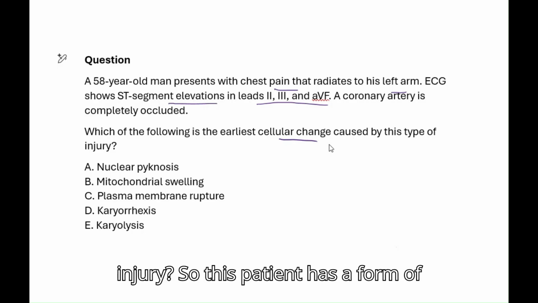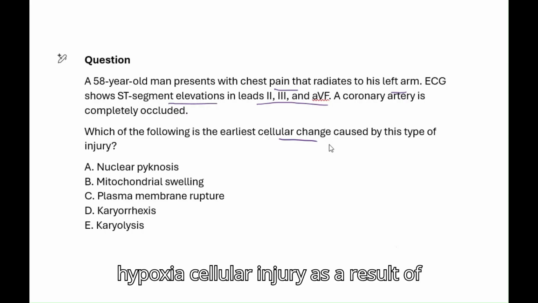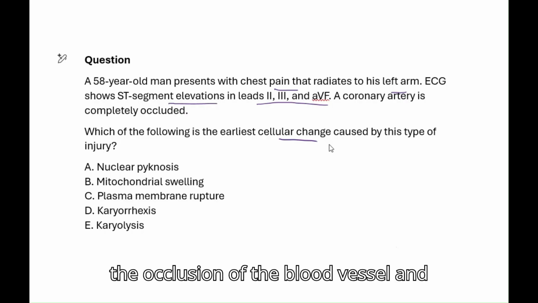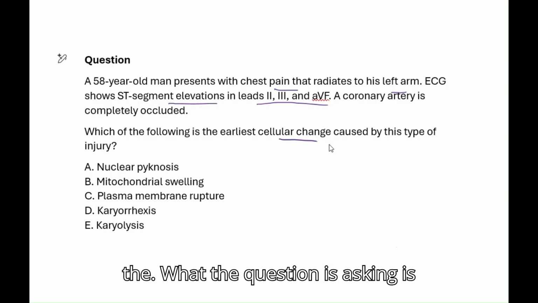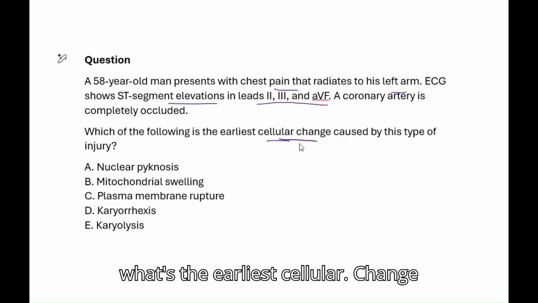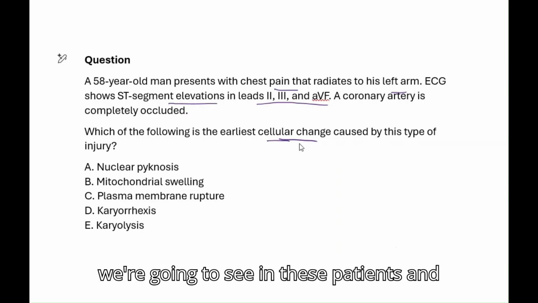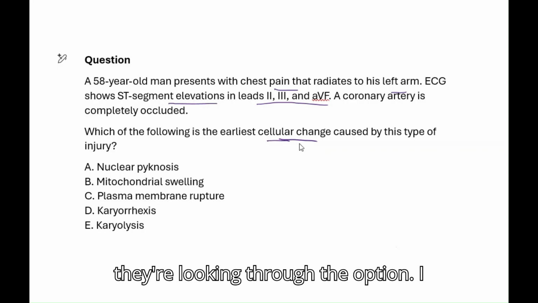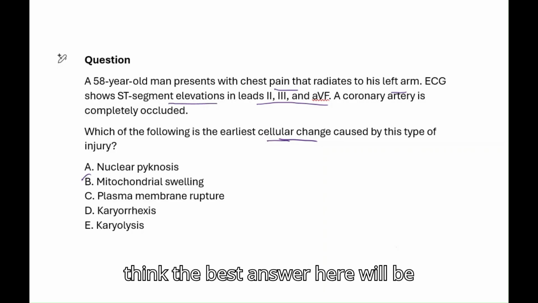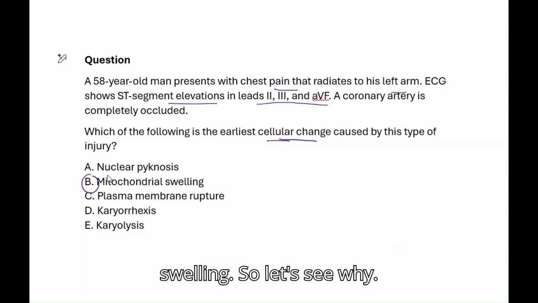So this patient has a form of hypoxic cellular injury as a result of the occlusion of the blood vessel. And what the question is asking us is, what's the earliest cellular change we're going to see in this patient? Looking through the options, I think the best answer here will be mitochondrial swelling, so cellular swelling. So let's see why.